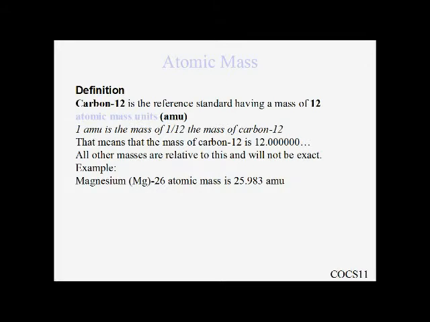However, all other isotopes are not going to have an exact mass associated with them. There are going to be some slight variations. Magnesium 26 has a mass of 25.983. It's close to 26, but it's not equal to 26. The difference in mass is called the mass defect, and we will look at that next semester.